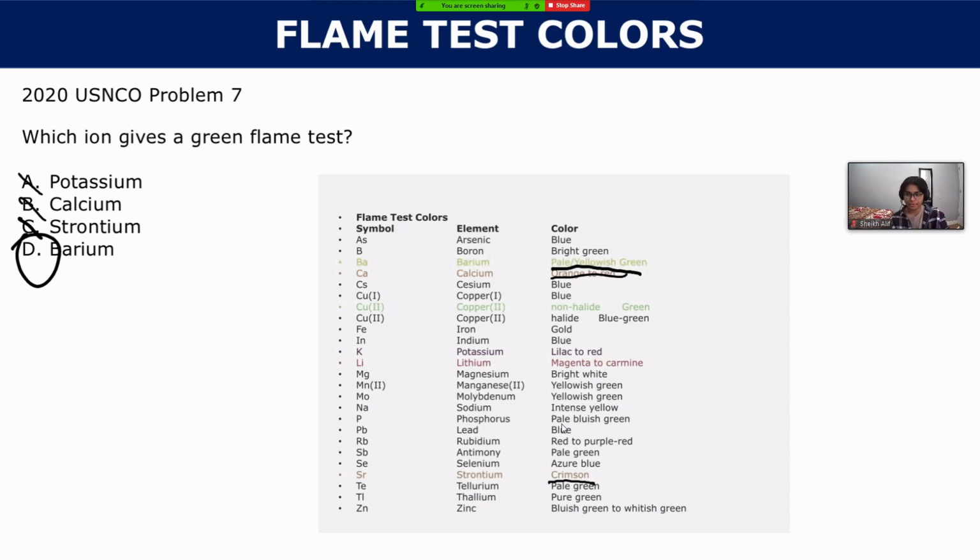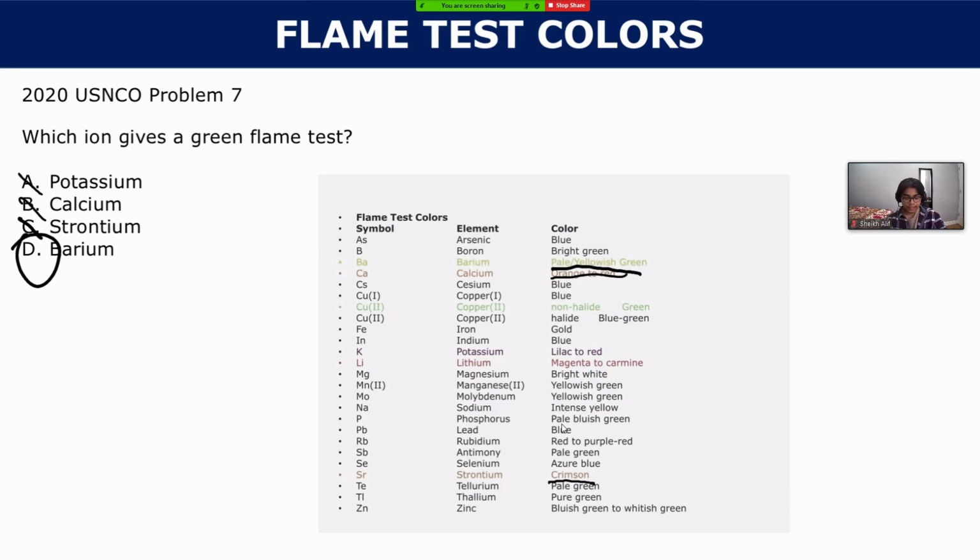So barium is the right answer. So I hope you learn how to use the table, and hopefully you have some of these memorized by now. But if not, just do a bit more practice. I'm sure you can find some way to practice online. And within a few tries, you'll probably know most of the common colors.